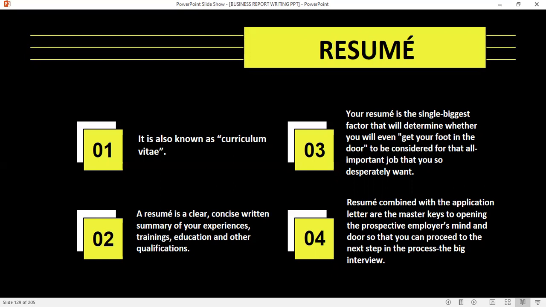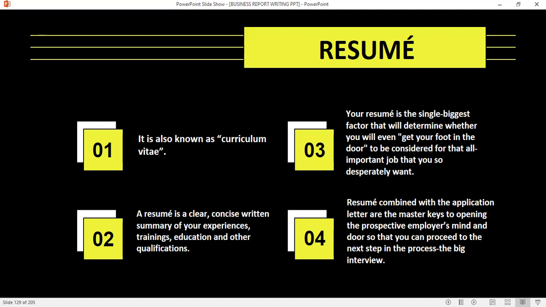The same with an application letter, it is one of the single best factors that will determine whether you will get the job or not. Lastly, the resume combined with the application letter are the master keys to opening the prospective employer's mind and door so that you can proceed to the next step in the process, the big interview.